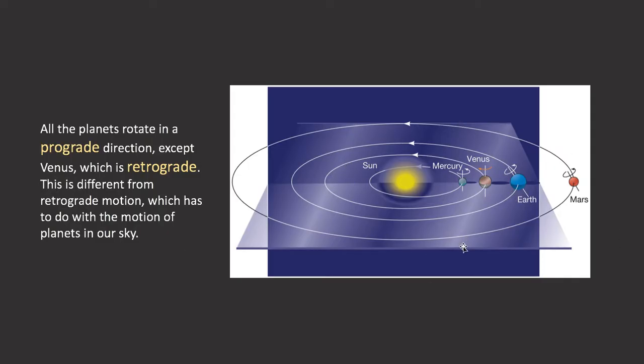I can go through this quickly because we talked about this on the table slide. All the planets, if you view them from above, are rotating around counterclockwise except Venus. So this is what I meant when I said Venus has retrograde rotation. It's rotating clockwise when viewed from above. Now you'd have to ask why that is.